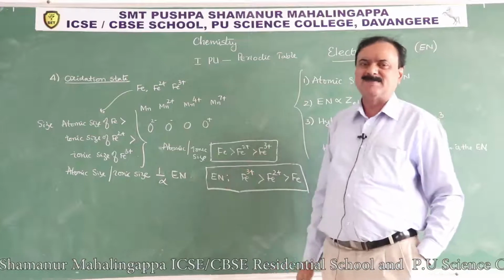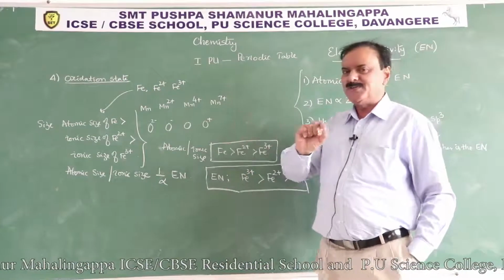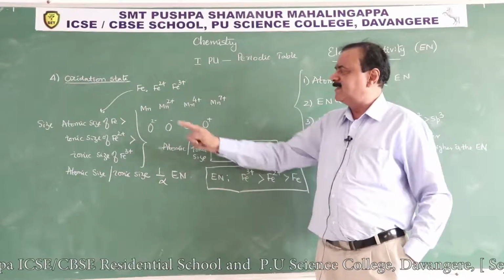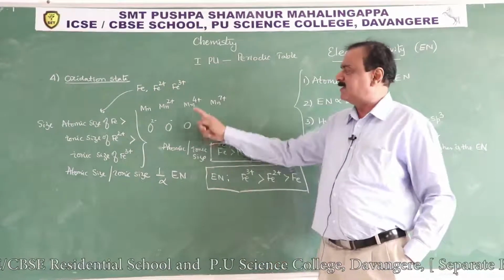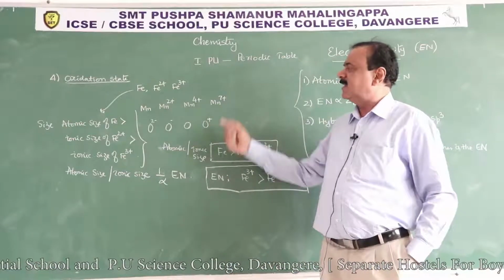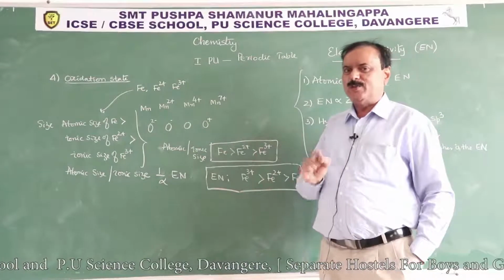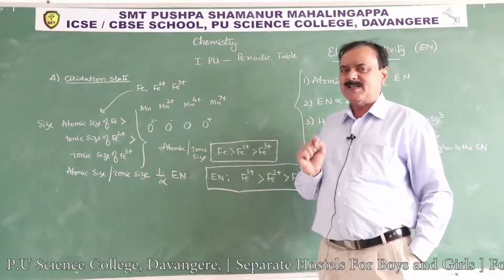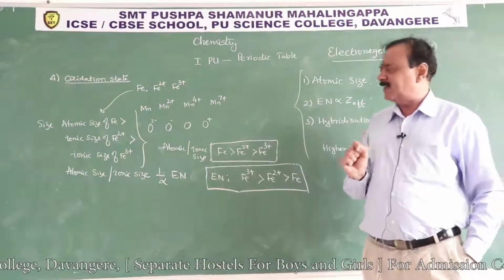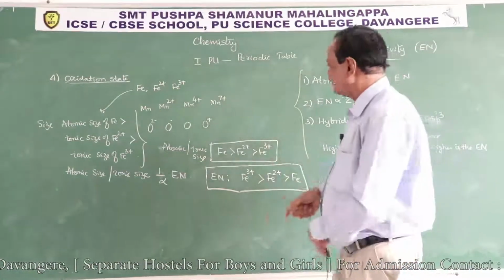In your entrance exam, they will give the options. Which one of the following is more electronegative? They may give the first option as Mn, the second option as Mn2+, the third option as Mn4+, and the fourth option as Mn7+. Then identify which one possesses the smaller ionic size; that ion should possess the higher value of electronegativity. Is it clear? Yes.